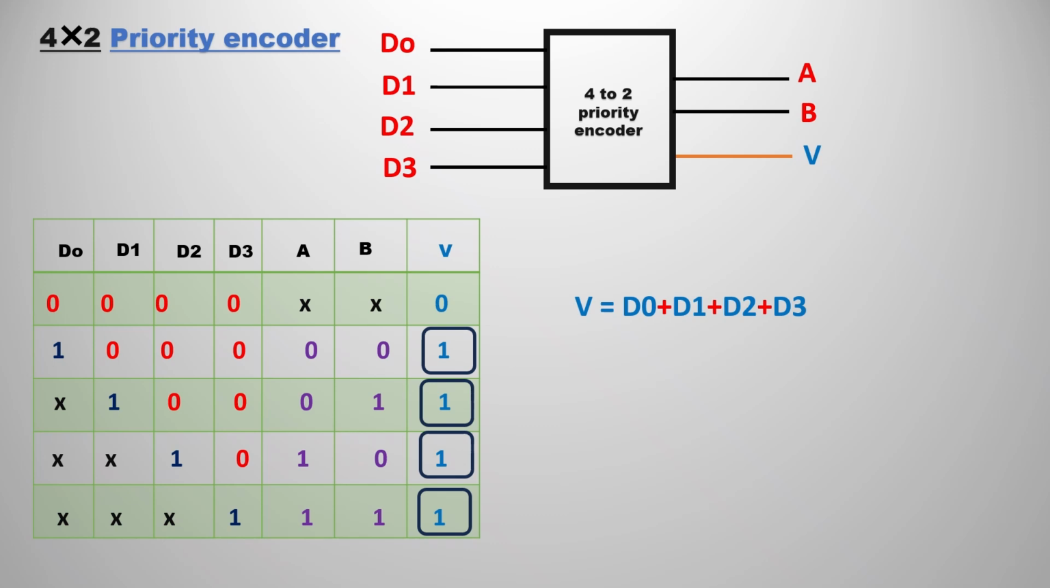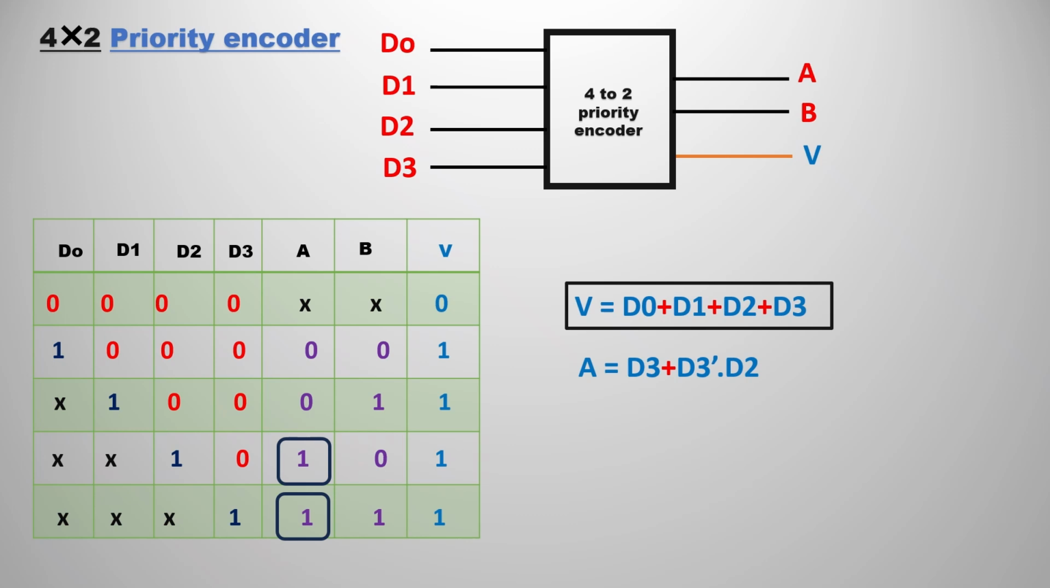For that also we are going to have the output expression and the circuit diagram. Let's see V first. V is nothing but: if any of the inputs is 1, the output is definitely 1. So the output expression for V is D0 plus D1 plus D2 plus D3, because the circuit works only when V equals 1. The min terms cover all the 1s in the truth table, so we need to sum all the input elements to get V.